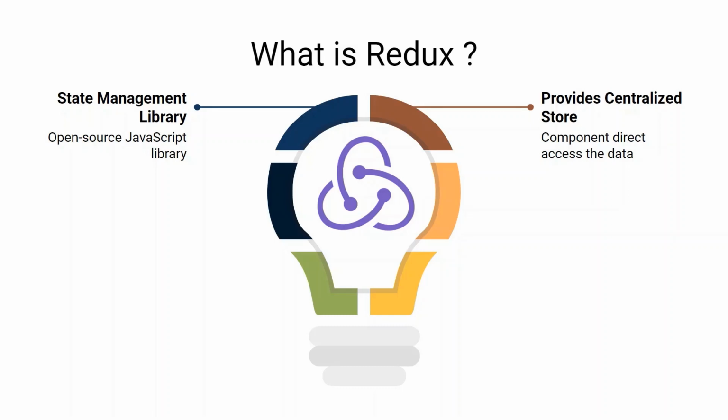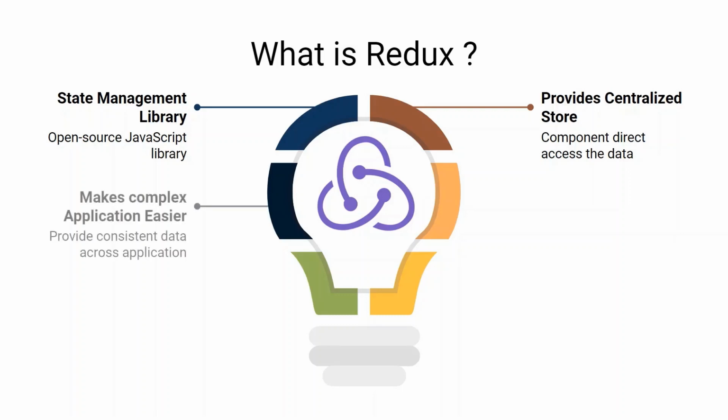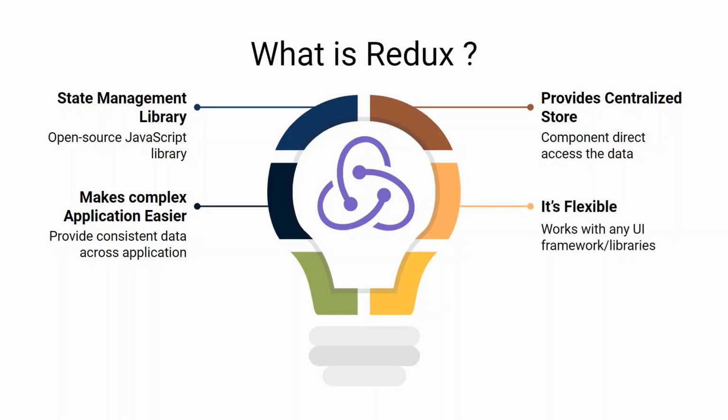Redux is a predictable state container designed to help you write JavaScript apps that behave consistently across client, server, and native environments. With the use of Redux, you can make complex applications easier by providing consistency in the data across the application. As the application grows, managing data with the component state becomes challenging. So to use Redux, you don't need to create a React app. You can use Redux with any UI framework or library for managing state. Redux has a large ecosystem of add-ons to fit your needs.